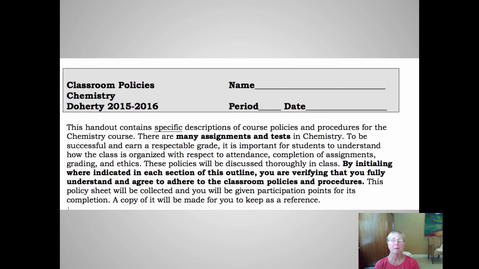Hi everyone. Please locate this handout that says Classroom Policies. In the next 10 minutes, we're only going to cover the front side of the sheet that has to do with things like our course policies, our procedures, makeup work, testing, and so on. At certain points along the way, though, I'll ask you to stop and initial that you understood the information that was covered in the particular section and that you're going to agree to abide by those policies and procedures.